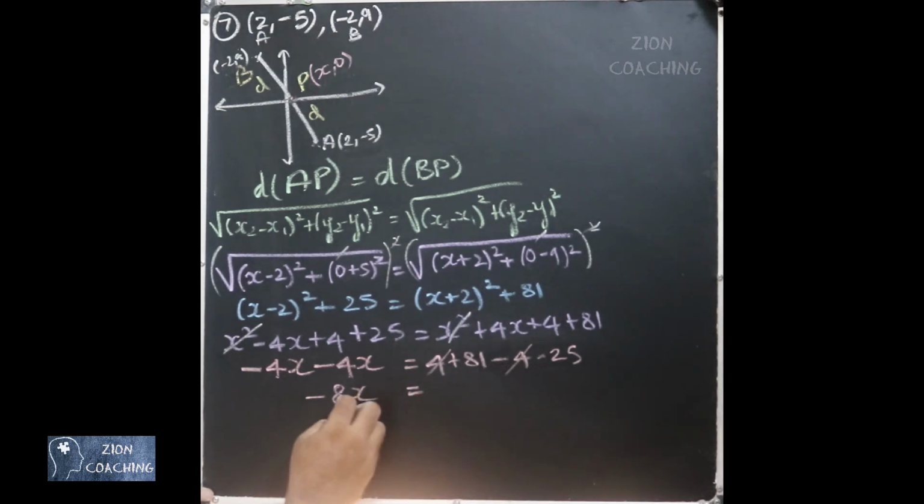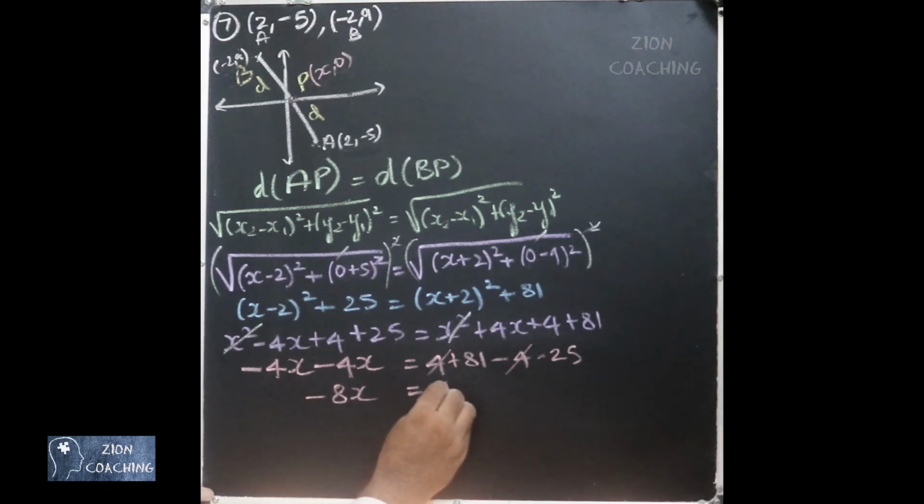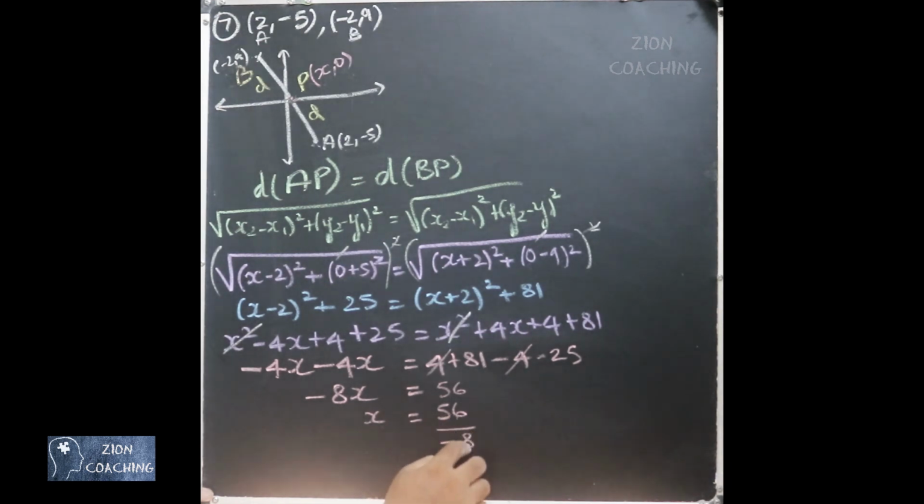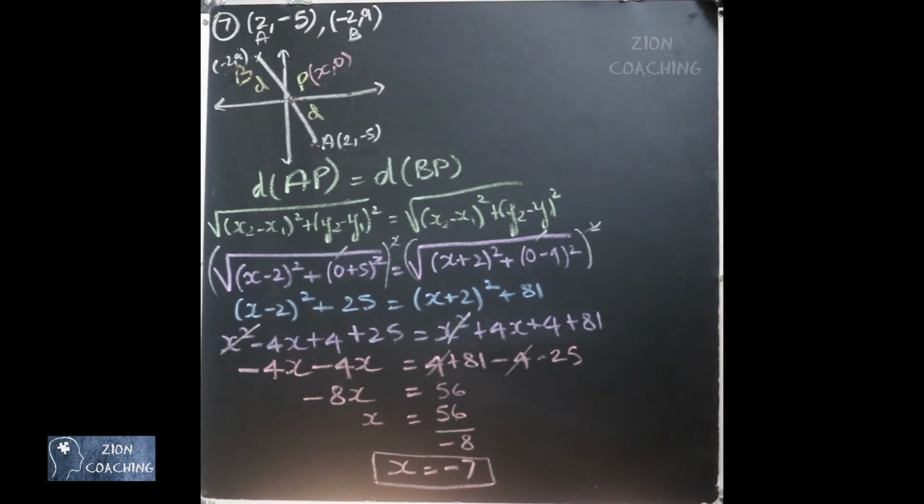81 minus 25. 81 minus 25 is going to be 56. So your x value is going to be 56 by minus 8, because when you take this minus 8 to the other side, it will be 56 by minus 8. So your x value is going to be minus 7. Now we have found our x value, that is minus 7.